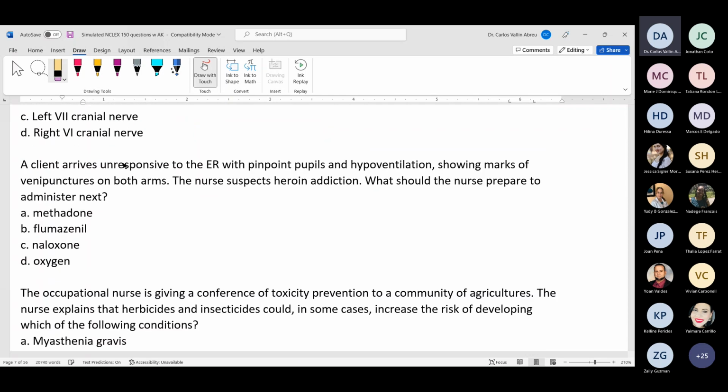A client arrived unresponsive to the ER with pinpoint pupils and hypoventilation, showing marks of venipuncture on both arms. The nurse suspects heroin addiction. What should the nurse prepare to administer next?